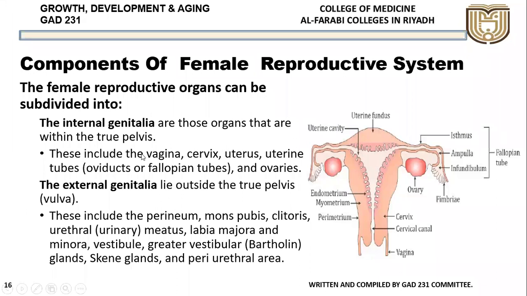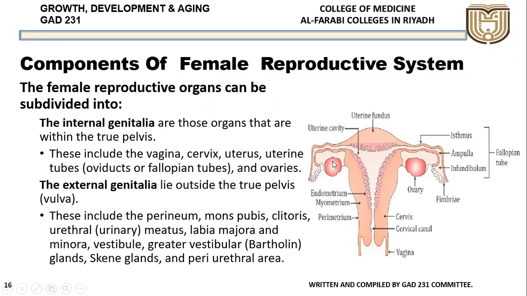These include the vagina. So here is the vagina. Then we have the cervix. This part is called the cervix, and the upper part is called the uterus. Vagina, cervix, uterus. Then we have the uterine tubes. These are called uterine tubes, or also called fallopian tubes, or sometimes the oviduct. Everything is the same. Uterine tubes, oviduct, or fallopian tubes. Finally we have the most important organ, the primary organ in the case of the female.